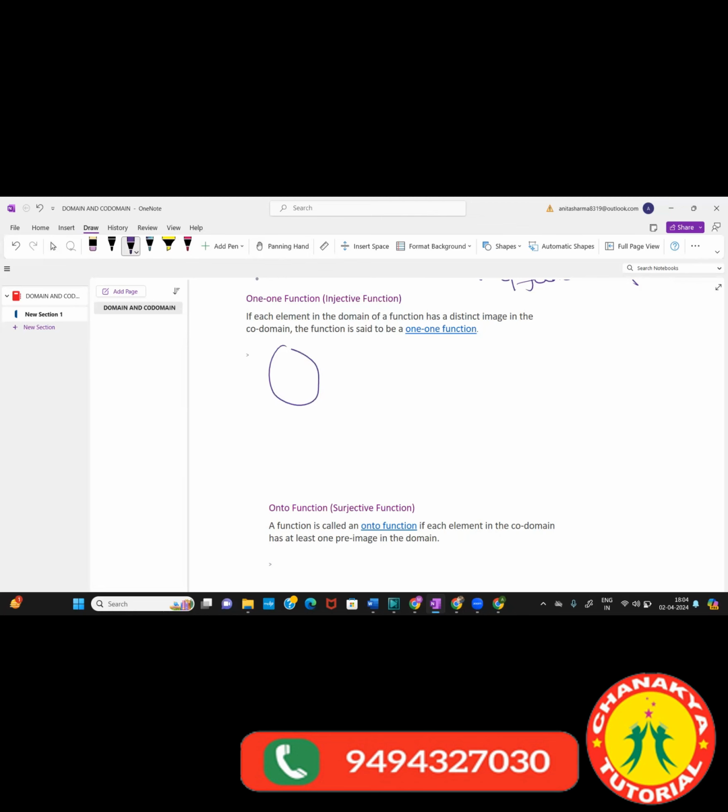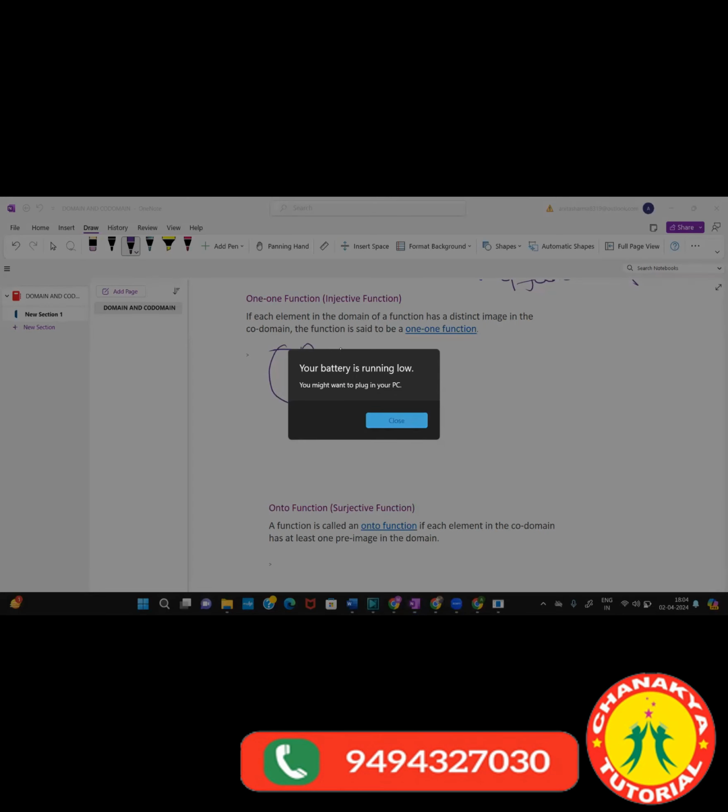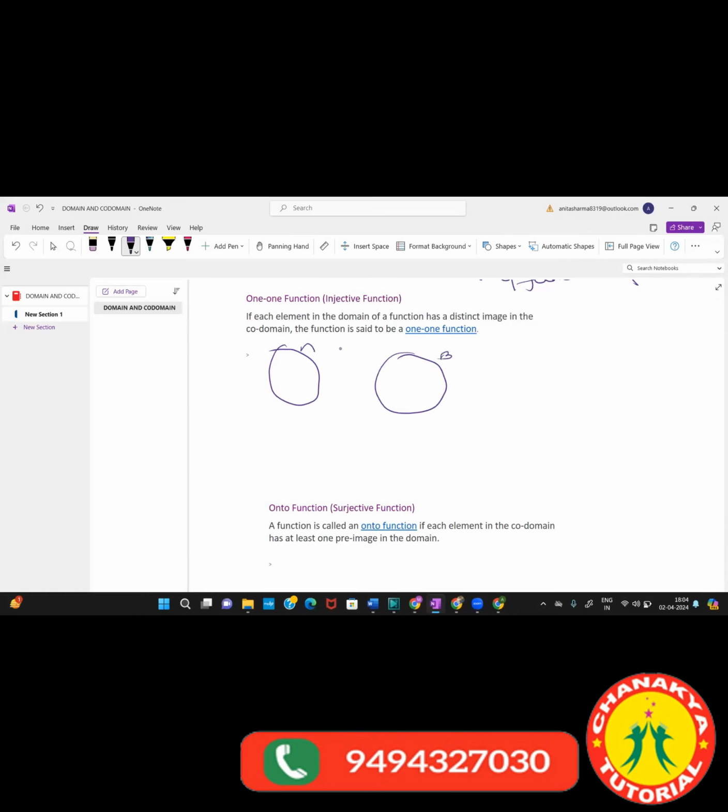Suppose this is your set A. This is your set B. Here the elements are 1, 2, 3, 4. Here A, B, C, D. So see beta, the image of 1 is A, the image of 2 is B, the image of 3 is D, the image of 4 is C. So here each element of A has a distinct image in set B. Got my point? So no element has two images, or you can say no two elements have the same image.